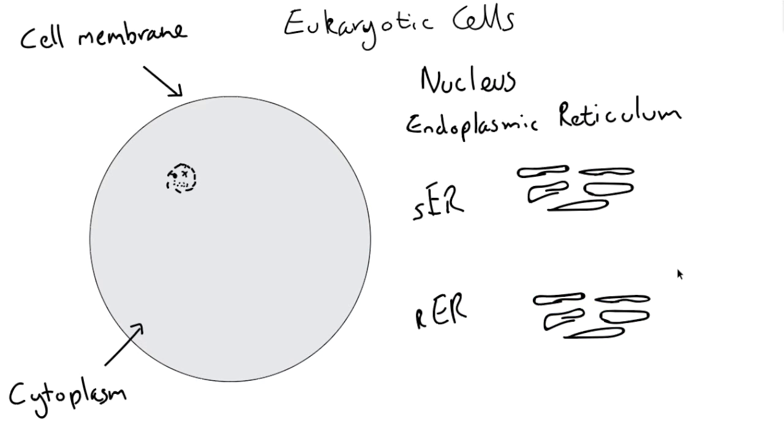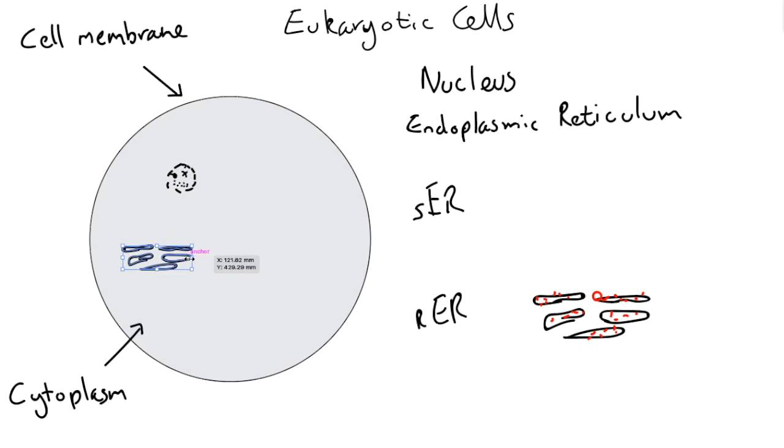So the rough ER is almost the same. Okay, it still has these membrane-bound sacks of fluid, but what they also have are dots on them. And it's these little dots that make it rough. Okay, and these dots are ribosomes, which synthesize proteins. So the smooth ER synthesizes lipids, and the rough ER synthesizes proteins. So put our smooth ER here.